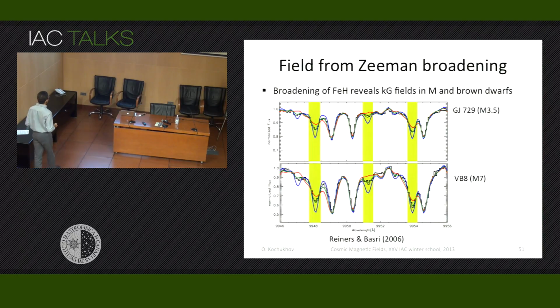Using this method, they have analyzed maybe about 50, 60 late M dwarfs and brown dwarfs, and found field for some of them. Examples are shown here. The observations are the histogram, and the best fit model, which is just the addition of these 2 templates with different weights, is the green spectrum here. The blue one is the non-magnetic template, and the red one is the magnetic template. So you see that some lines are very sensitive to magnetic field.